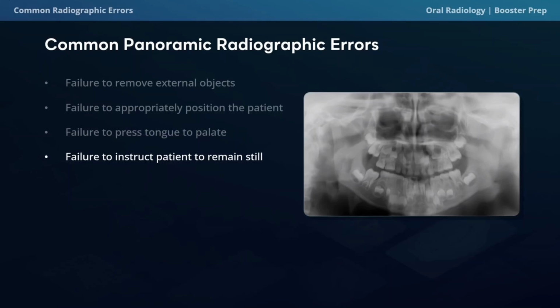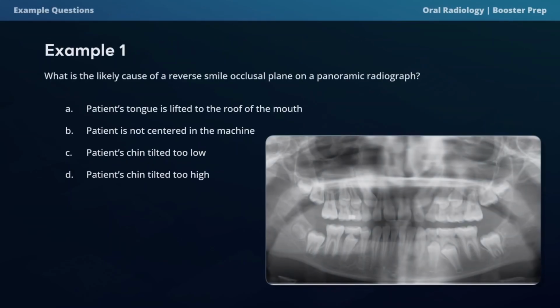Let's go ahead and test our knowledge. Our first question asks, what is the likely cause of a reverse smile occlusal plane on a panoramic radiograph? All right, students, take a second to pause and to try the question.